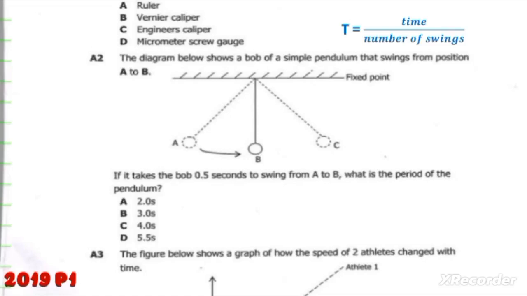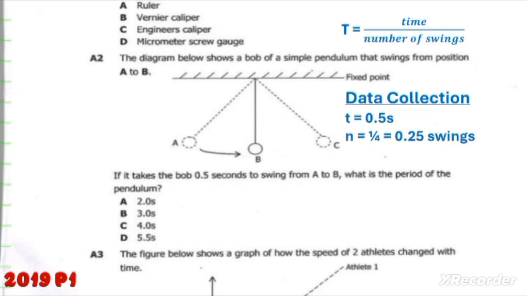So time has been given, which is 0.5 seconds. Then the number of oscillations: remember I said 4 quarters make 1 complete oscillation. As we can see here, we have been given 1 quarter. So we are going to come up with a fraction, 1 out of 4. The number of oscillations is equal to 1 out of 4, which is 0.25 oscillations or swings.